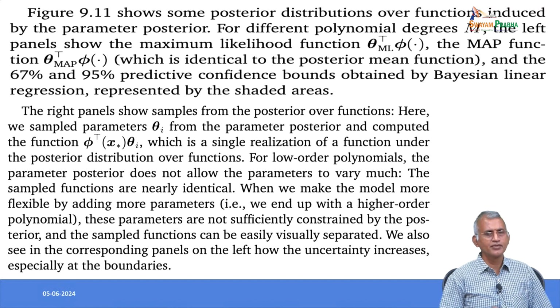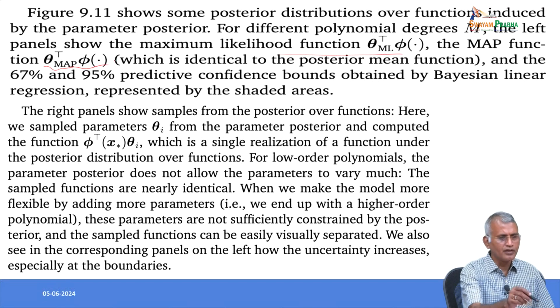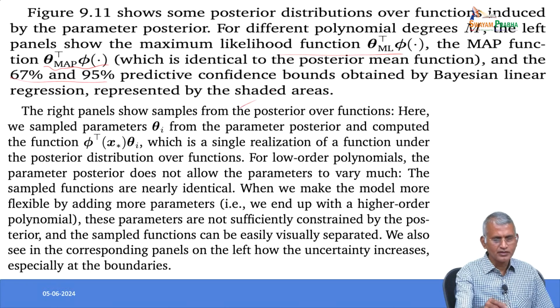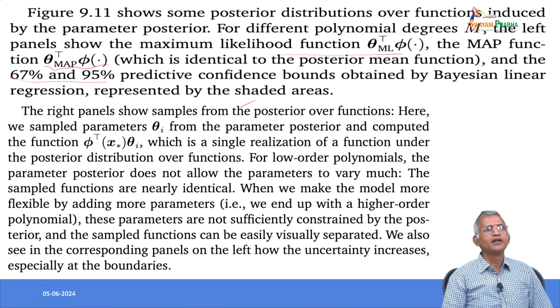So, the left panel shows the maximum likelihood function theta transpose ML of phi of dot. The MAP function is theta transpose MAP of phi of dot, which is identical to the posterior mean function, and the 67% and 95% predictive confidence bounds obtained by Bayesian linear regression are represented by the shaded areas. The right panel shows the samples from the posterior over function. Here we sampled parameter theta i from the parameter posterior and computed the function phi transpose of x star times theta i, which is a single realization of the function under the posterior distribution over functions.